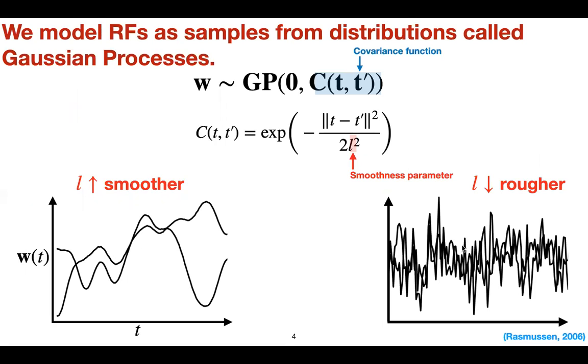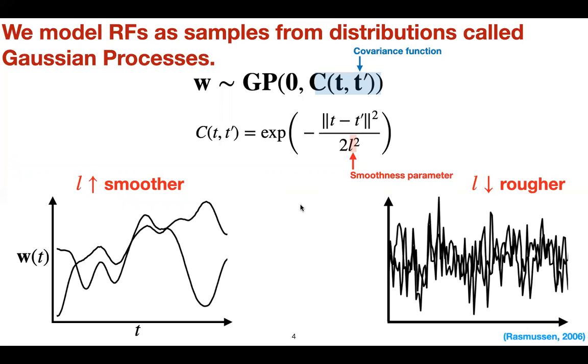So in this work, we model receptive fields as samples from distributions called Gaussian processes. So every receptive field W is a random sample from a Gaussian process. Now, what a Gaussian process is, it's just a way to randomly sample functions. And the kinds of functions you end up sampling is determined mostly by the covariance function, C. So here's an example. Consider this covariance structure.